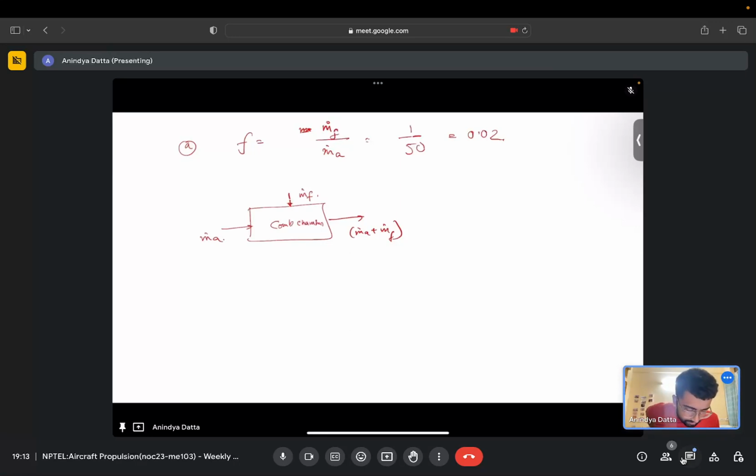All right, this is important because, remember, in the case of an ideal cycle we assume that the mass flow rate of the working fluid is constant in all the components. But in reality we are adding some additional fuel. We are adding fuel in the combustion chamber for combustion to happen, right? So the mass flow rate of the working fluid that is coming out of the combustion chamber is actually m dot air plus the mass flow rate of fuel.